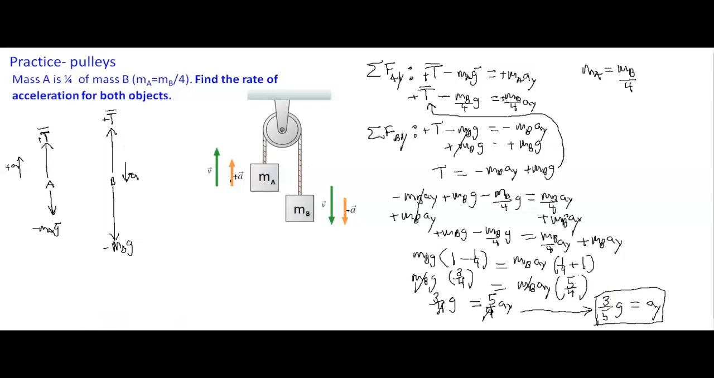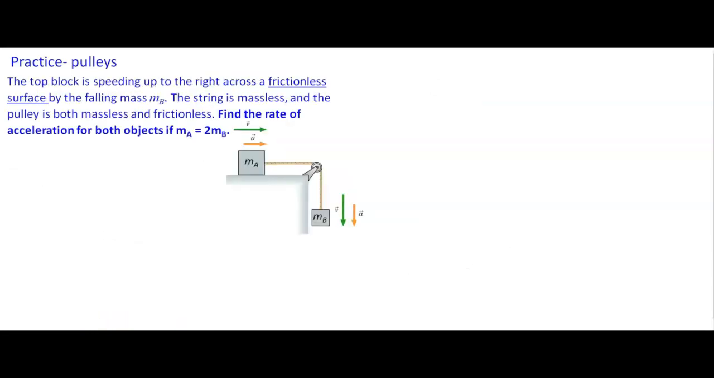All right, let's move on to the other problem. So here we have the last problem before we start on the lecture tutorials. This is a practice problem, and again, it's another pulley problem, and this is what is called a modified Atwood machine.